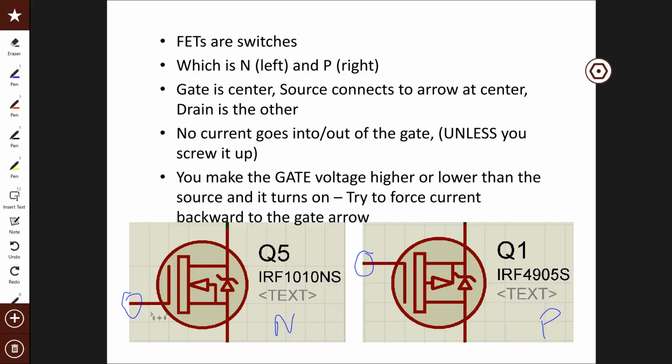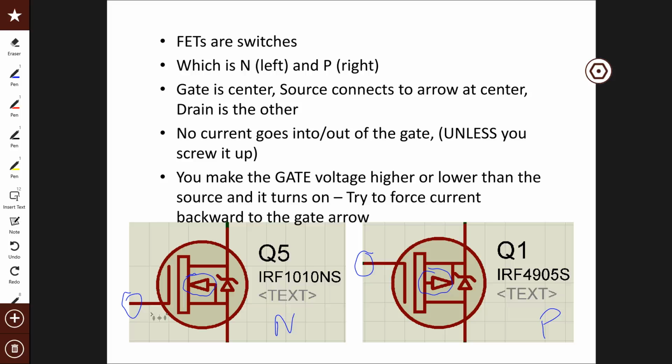It's up to you. What I do is I look at this little arrow. Looks like an arrow anyway. I look at that guy and I say he's pointing in, so he's the N type. This guy's not pointing in, so he's not the N type right here. But however you want to remember it, you just have to remember it. The gate I pointed out.